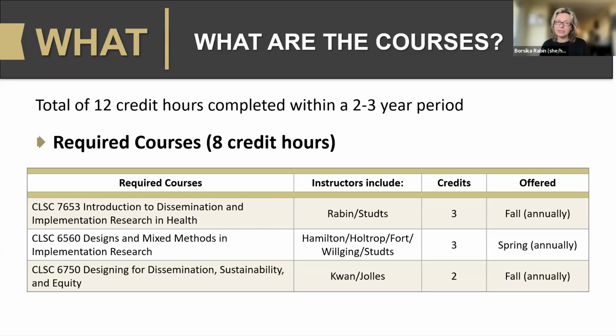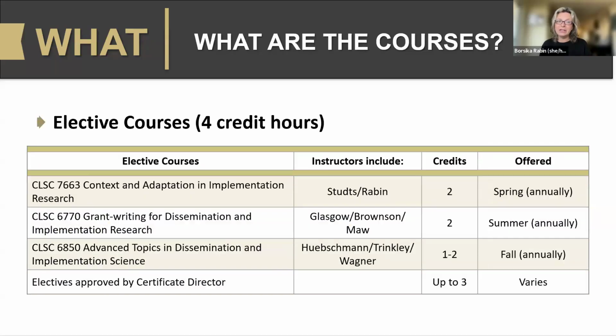We are going to tell you a little bit more about each course, but if we go to the next slide, in addition to these 8 credit hours, you have to take 4 more for electives, and we offer a number of electives. The electives that are not listed here will need to be approved by the certificate director, Tina, and they will have to come from the University of Colorado. So they cannot come from other institutions. We can speak to that as well a little bit more.